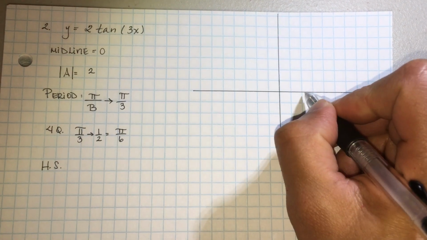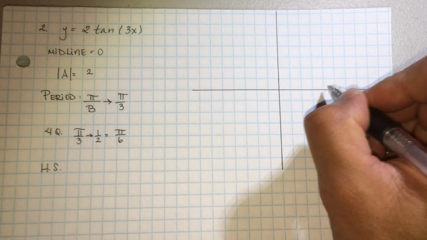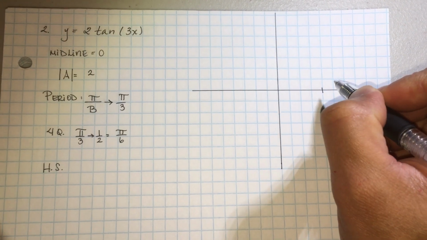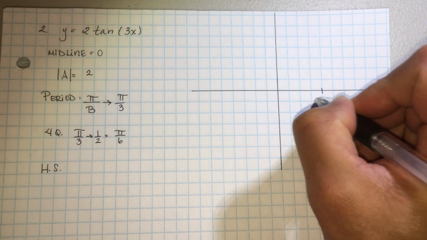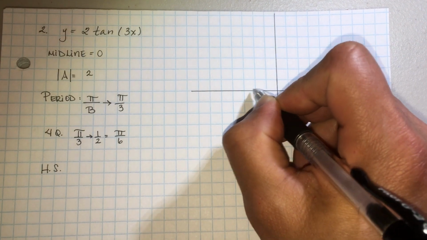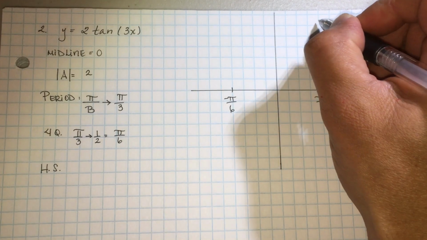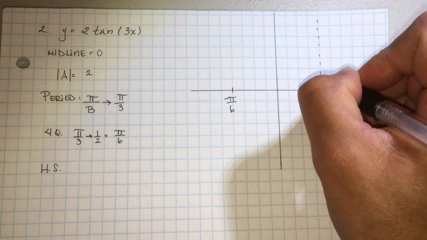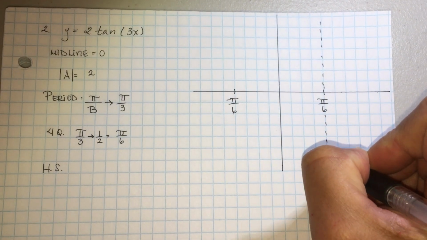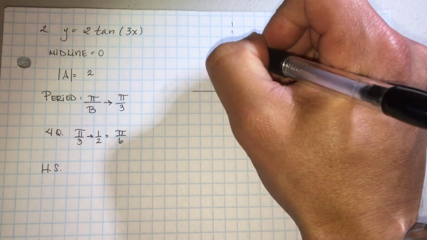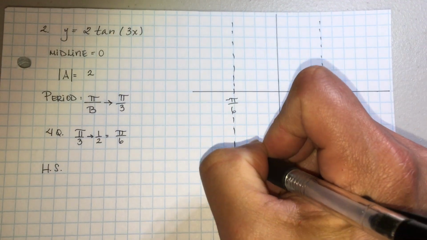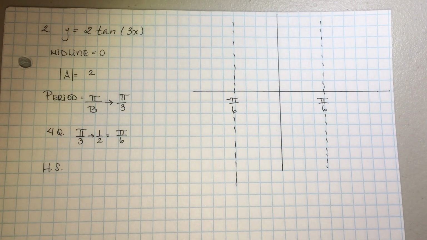And let's see, 1, 2, 3, 4. So we're going to have pi over 6 on the right. 1, 2, 3, 4. Negative pi over 6 on the left. Good, so now we're going to have this just like this. Okay. And there it is. Nice.